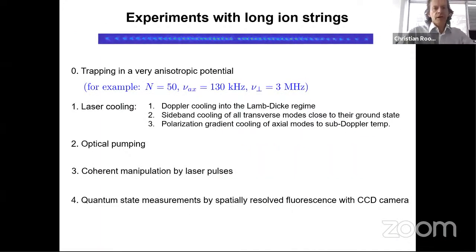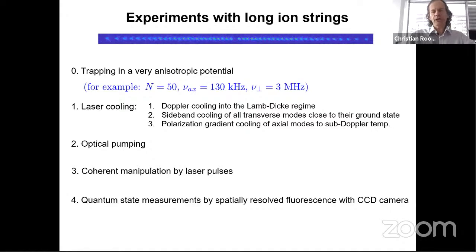Now let's go on with experiments with long ion strings. What is it that we need? First of all, we need, as mentioned already, very anisotropic potentials to produce these ion strings in the first place. For example, if you have a 50 ion crystal, then you might need a trapping potential along the direction of the crystal which is just barely above 100 kilohertz, whereas in the transverse directions you need confinement of maybe 3 megahertz in order to keep the ion string linear.